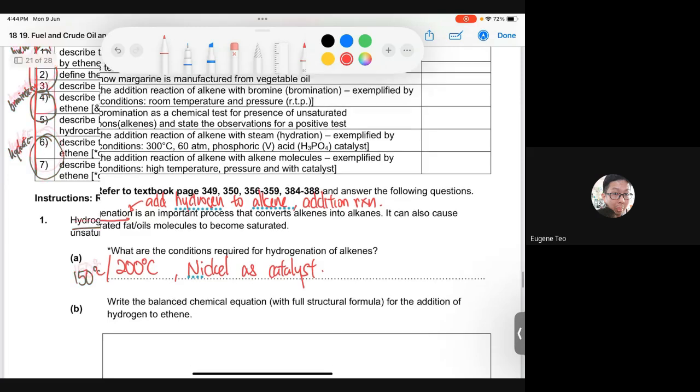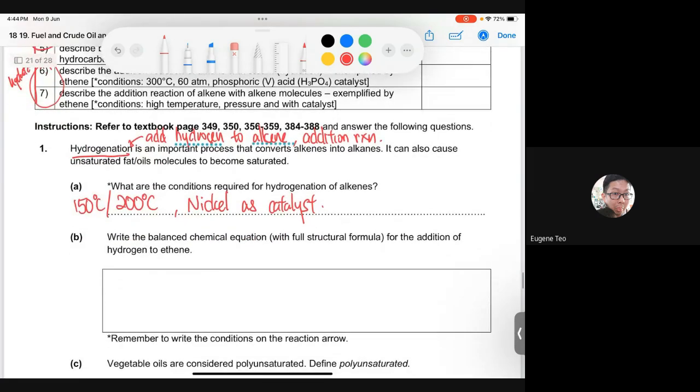Okay, so let's do part B together. First one, Arya, can you please tell me the formula for ethene? I'll tell you, this is alkene. The general formula first. Arya, help me. What's the general formula for alkene? CN what?